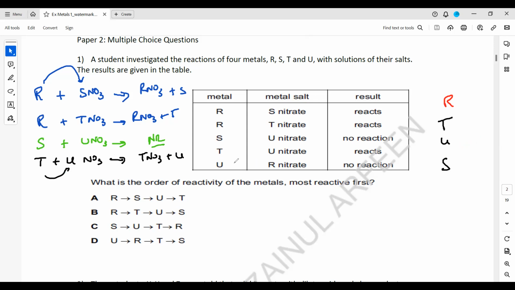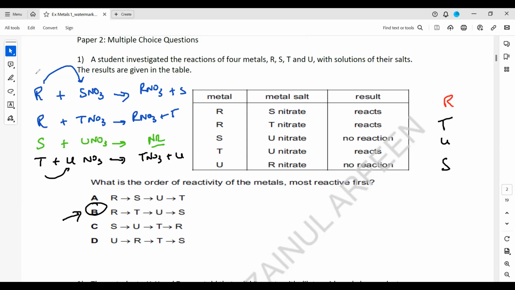Then U and R. U is not able to displace R, so U is less reactive than R. So what is the order of reactivity according to this information, starting with the most reactive first? First it should be R, then T, then U, and the last one should be S. So B should be the right answer.